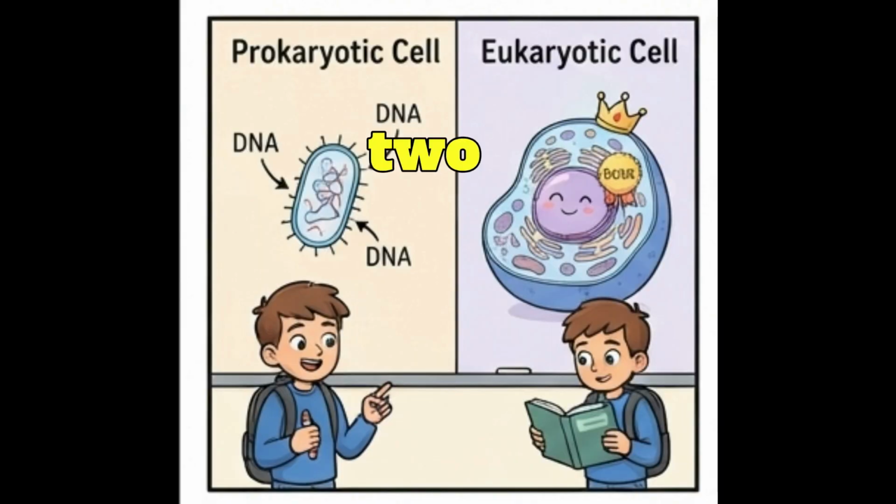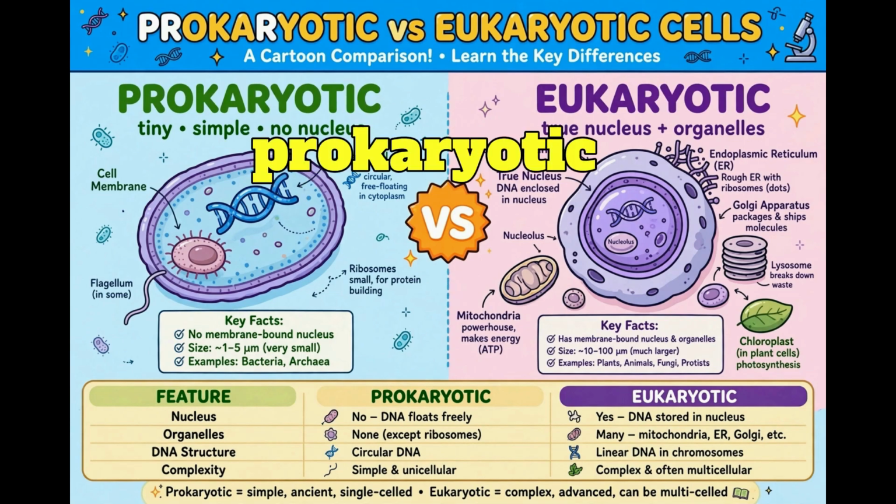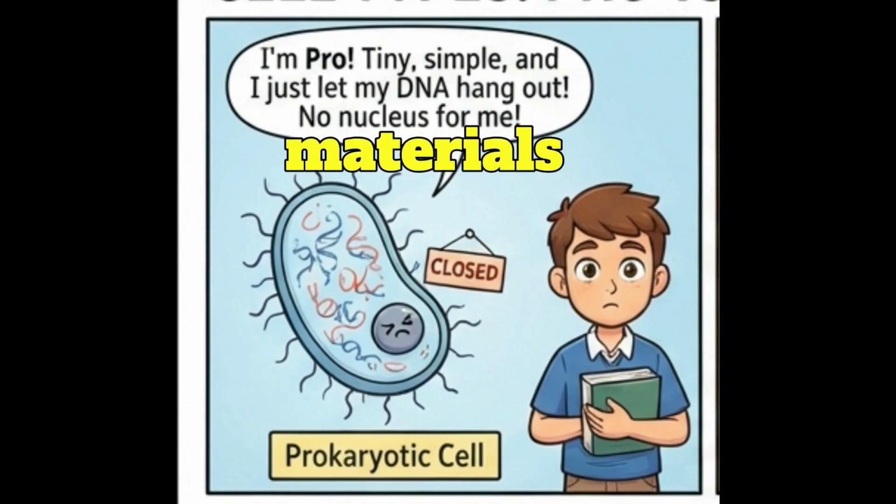Number 1, the two main types of cells. All cells fall into one of two primary categories based on their internal structure. Prokaryotic cells. They are simple, tiny cells that lack a nucleus or membrane-bound organelles. Their genetic material just floats freely in the cytoplasm like loose trash. Examples are bacteria and archaea.